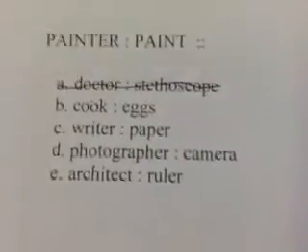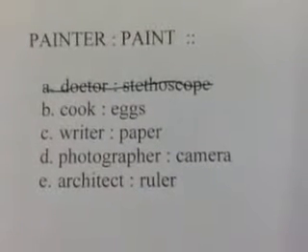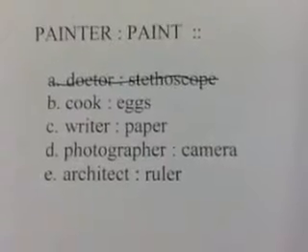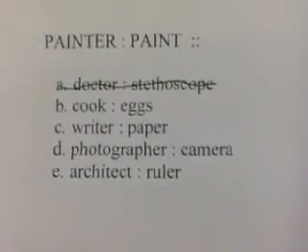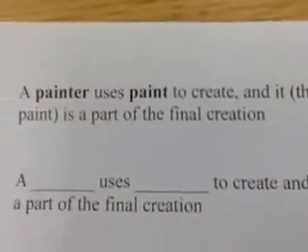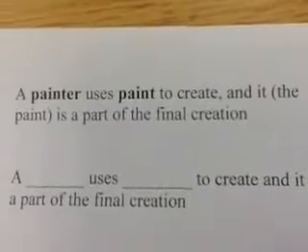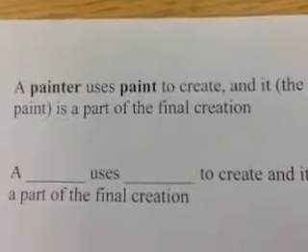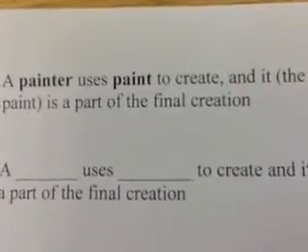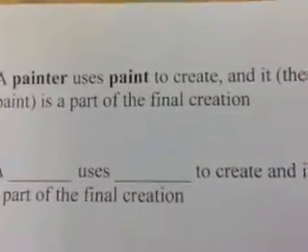Let's think about this. A painter is using paint to create. Where does the paint end up in the final creation? That's important. I think it's going to help us out. A painter uses paint to create, and that paint is a part of the final creation. In other words, when you're looking at a painting, the paint is right there in it. You can see it. It's part of what the painter has made.